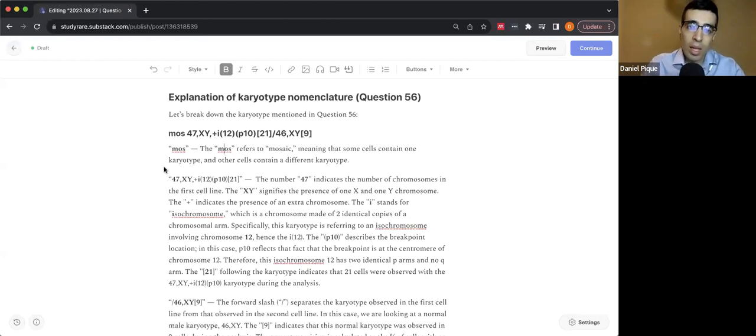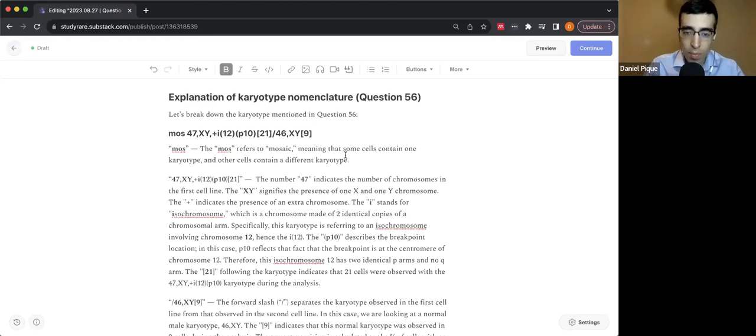And so this last little bit here, 21, refers to the fact that there were 21 cells that were identified as having this particular karyotype. And we see 9 cells that were identified as having a typical 46XY male karyotype. And this slash delineates, marks the difference between these two sets of karyotypes. So that is how we interpret this mosaic karyotype.